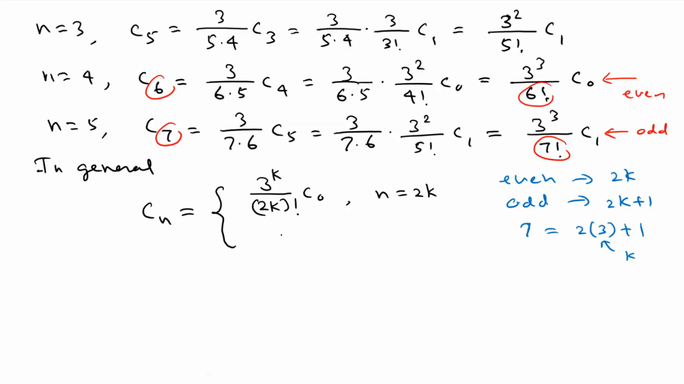And then the other one is 3^k over (2k+1) factorial, that is C_n when n equals 2k plus 1. So that means for odd and even, k ranges from 0, 1, 2 and so on. So that's the general form of the C_n term. And after we know that, now what we can do is plug that into the formula.